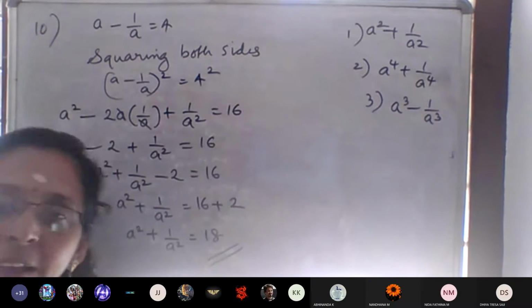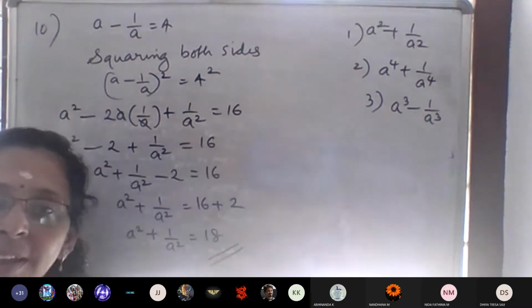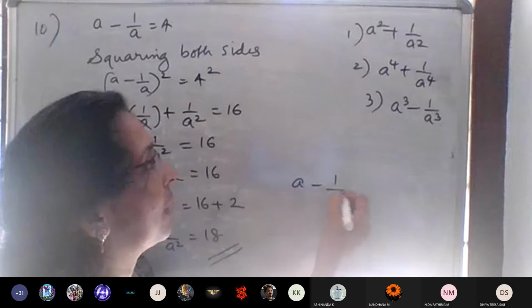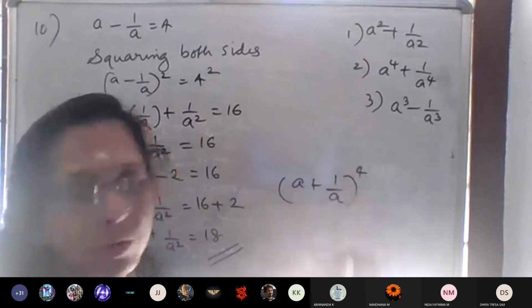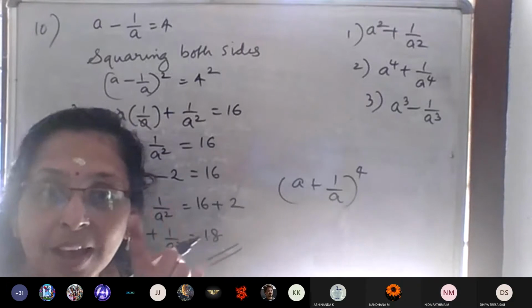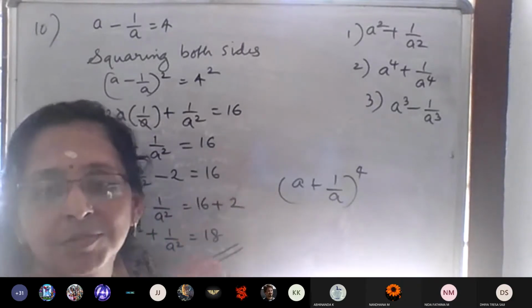A raised to 4, we need. So how will we get a raised to 4? We didn't study the formula for a minus 1 by a or a plus 1 by a whole raised to 4. But we have something now. Using that we can do something. Think.